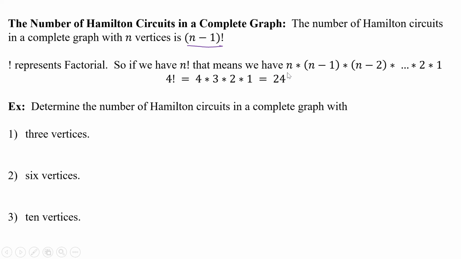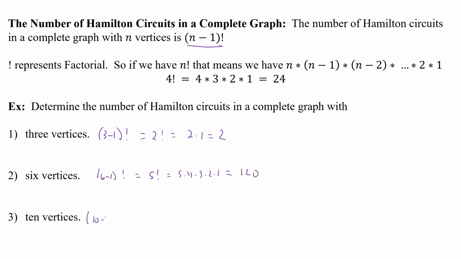Okay. So if we want to determine the number of Hamilton circuits in a complete graph with three vertices, we just take 3 minus 1 factorial. Well, 3 minus 1 is 2, so that's 2 factorial, which is 2 times 1, which is 2. All right, so what if we have 6 vertices? That's 6 minus 1 factorial, which is 5 factorial, which is 5 times 4 times 3 times 2 times 1. If we plug that into our calculator, 5 times 4 is 20, times 3 is 60, times 2 is 120, and that gives us 120.